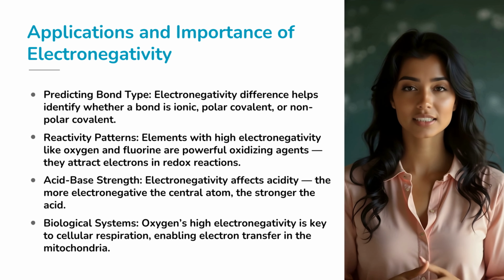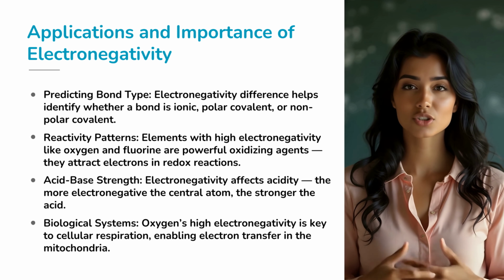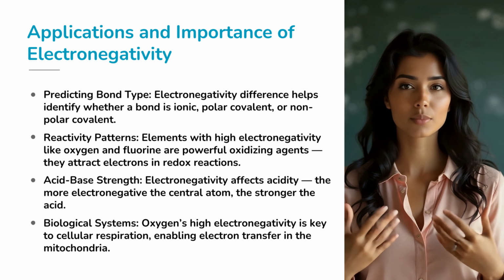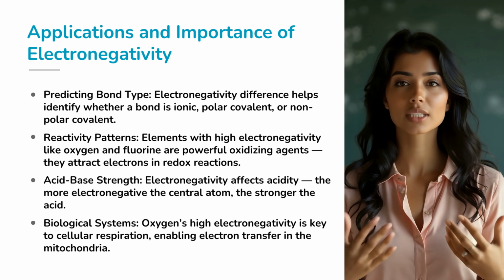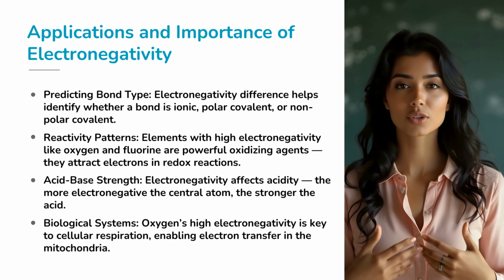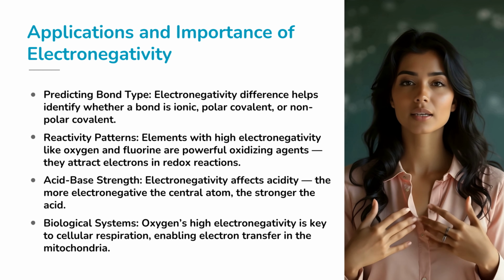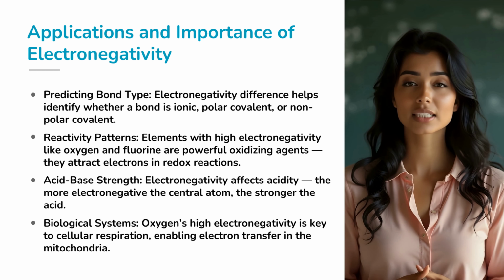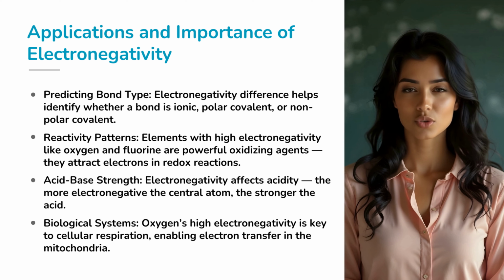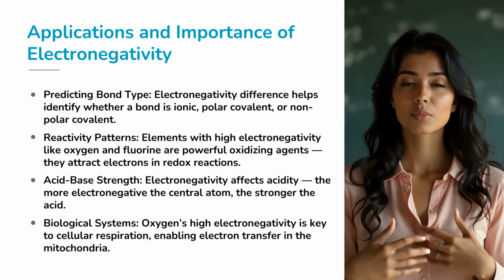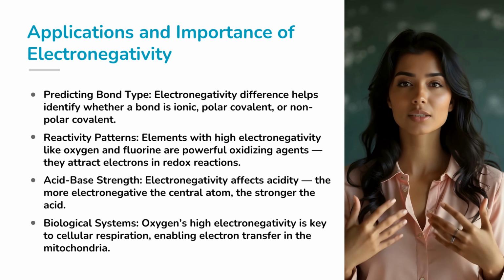In oxyacids, the more electronegative the central atom, the more it pulls electrons away from the oxygen hydrogen bond, making it easier to donate the H plus ion, increasing acidity. Fourth, in biological systems, oxygen's high electronegativity plays a critical role in cellular respiration. In the mitochondria, oxygen pulls electrons down the electron transport chain.